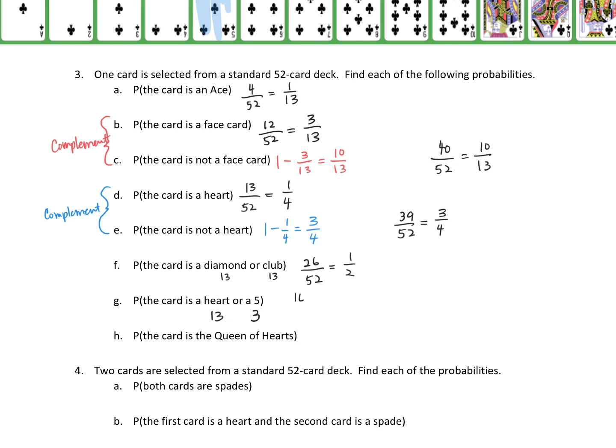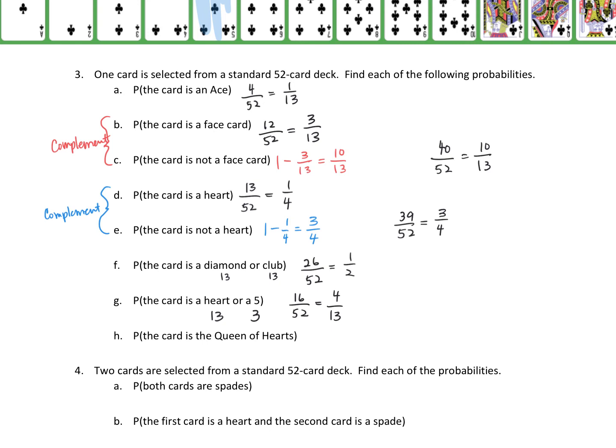So that would be 16 cards that are favorable out of 52. And you can divide both of those by 4, and that would give you 4 out of 13. So be really careful with these ors. Make sure that they don't overlap. So diamonds and clubs do not overlap. You can't have both of those things at the same time. But a heart and a 5 can overlap because you have a 5 of hearts. And so you don't want to double count.